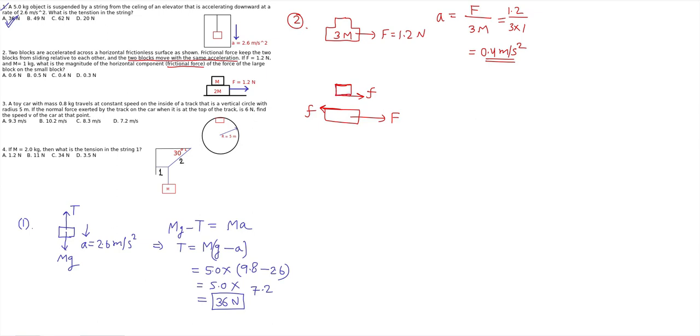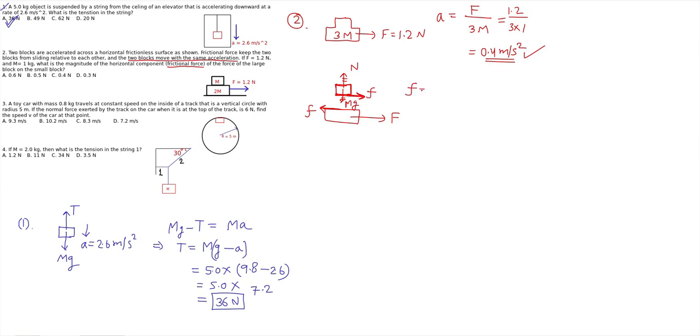frictional force, because on the smaller block what are the forces? Its weight downward, mg, the normal force N, and no other force. And because there is no vertical motion, the net vertical force should be 0, and it is moving in the horizontal direction with an acceleration of 0.4 meter per second square, which we have just calculated. So net acceleration is in the forward direction, so net force will also be in the forward direction, and that force is the frictional force.